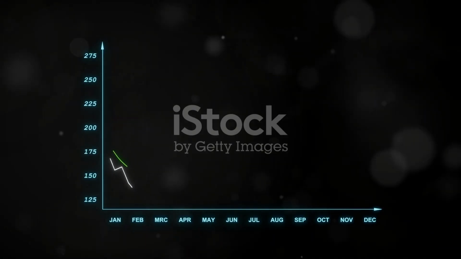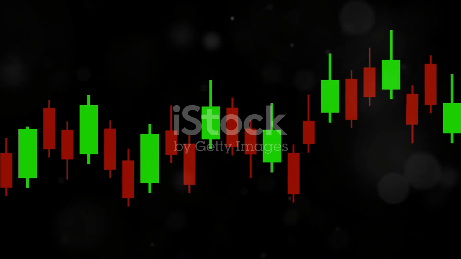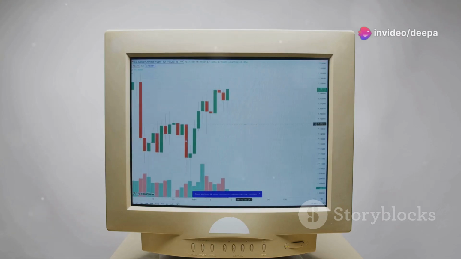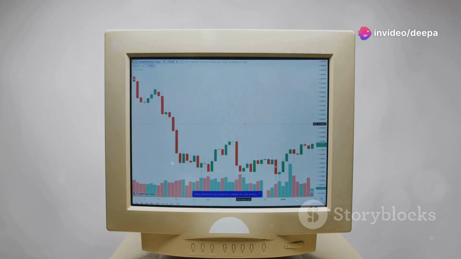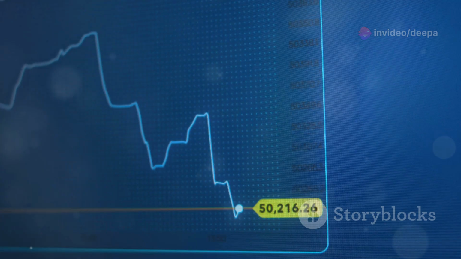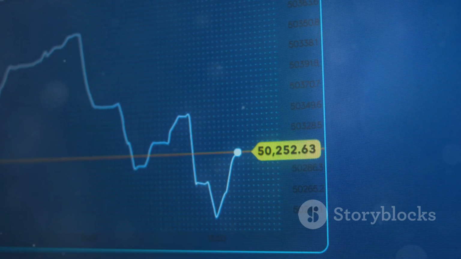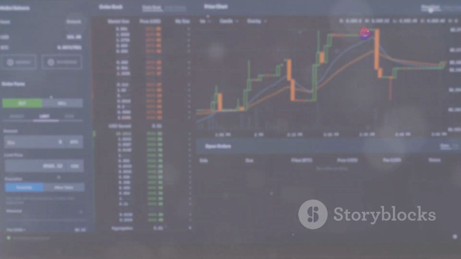The formation begins with the cup. The stock price gradually declines and then rises to form a U shape resembling a cup. This indicates the end of a downtrend, followed by a period of consolidation where prices stabilize. Next, we have the handle. After forming the cup, the price tends to pull back slightly, creating a short downtrend or sideways movement. This forms the handle part of the pattern.